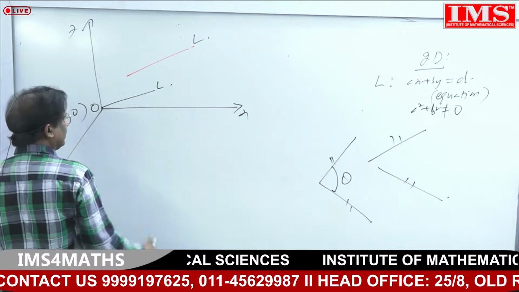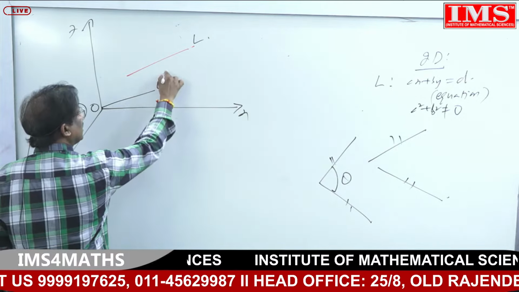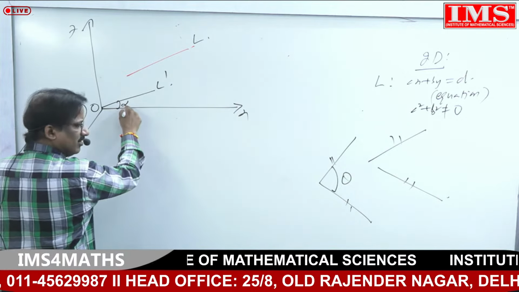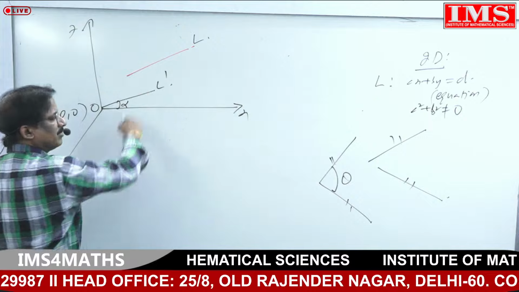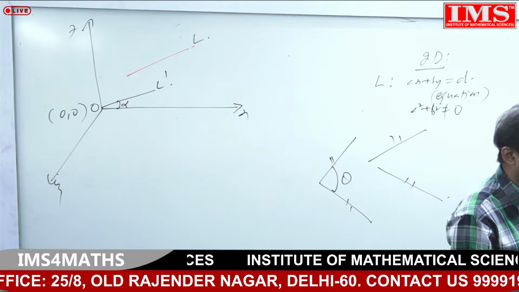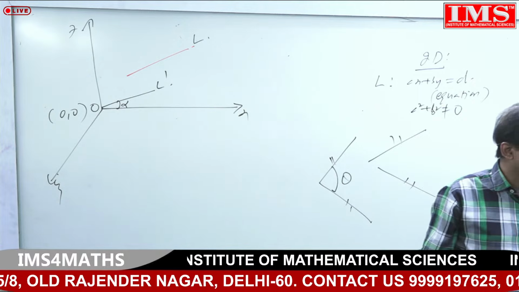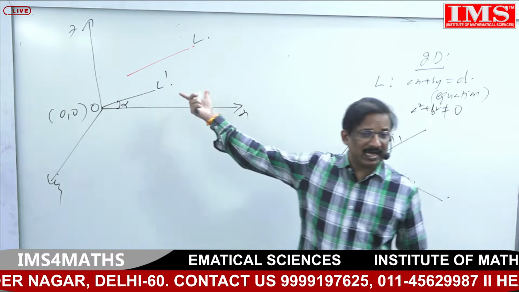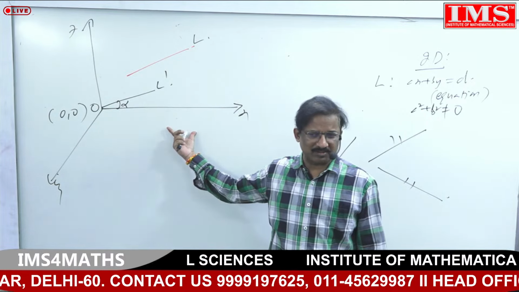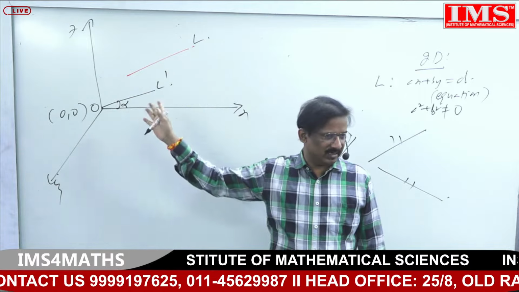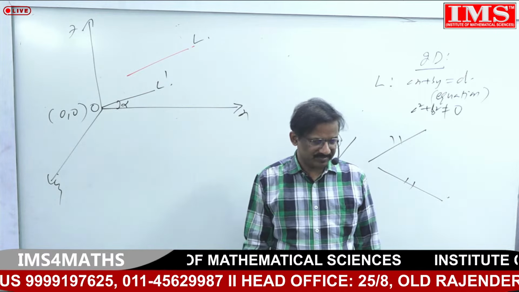So here I can find the line OL dash. The angle between OL dash and OX will be something like alpha. The same angle will be made by the line L, because OL dash is parallel to L. Since OL dash is parallel to L, when OL dash makes an angle alpha with the positive direction of the x-axis, the same alpha will be made by L. That's what I'm trying to say.